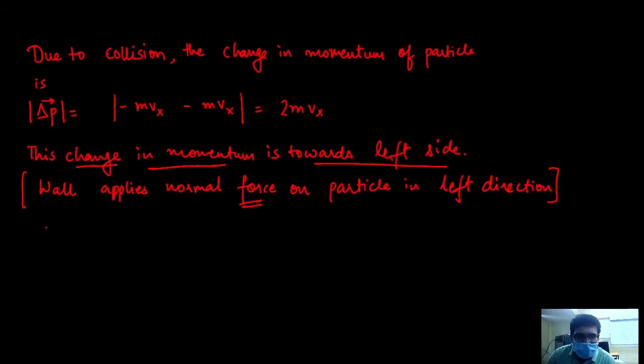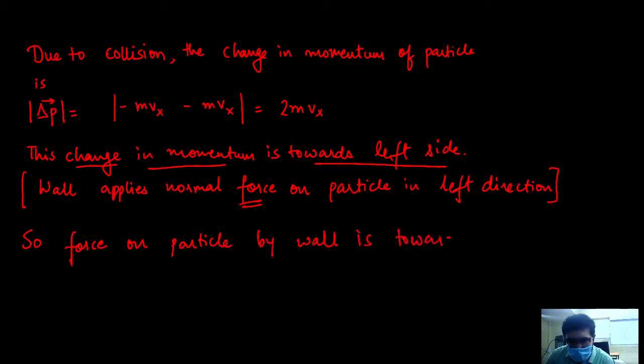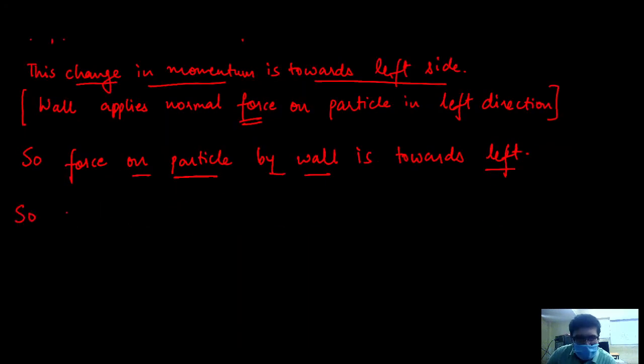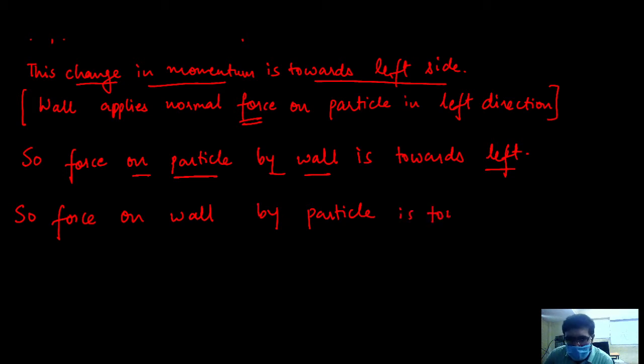Okay, so now this brings us to the next sentence. So the force on the particle by the wall is towards the left. Okay, watch this carefully. Force on particle by wall is towards the left. So this is action. Now if you think of its reaction, therefore force on wall by particle. I hope you understood what I mean. Force on wall by particle is towards the right side. Yes or no? This thing clear?